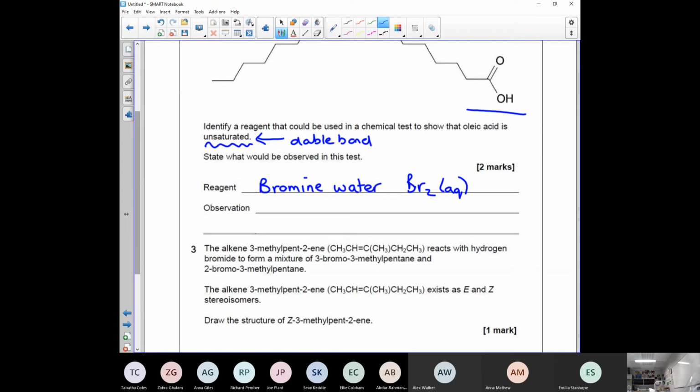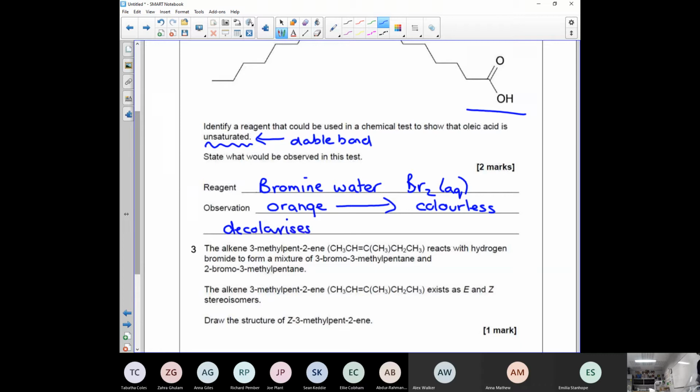So, observation, what happens? It starts off orange, bromine water is orange, and it goes colourless. Not clear, colourless, okay? Clear would not get you the mark. Changes colour. You could also put decolourises.